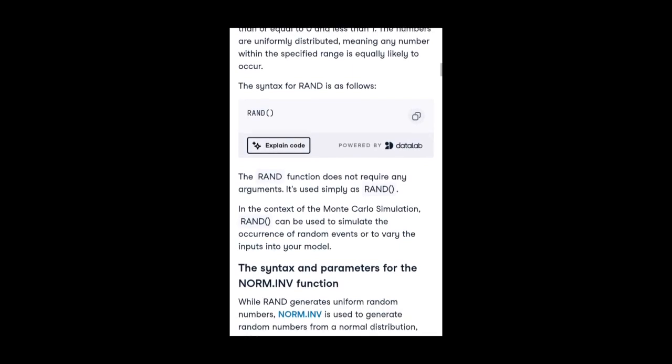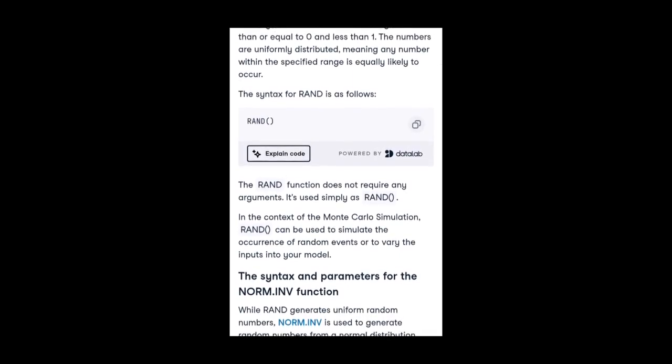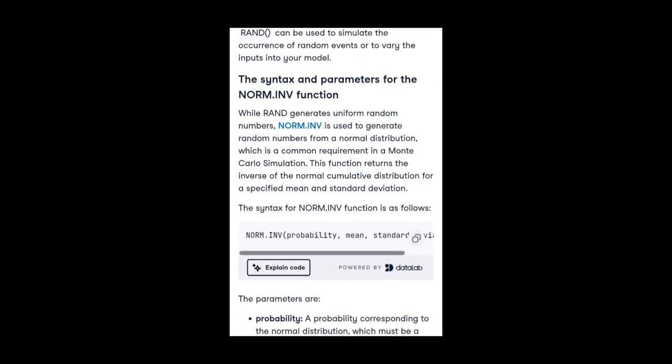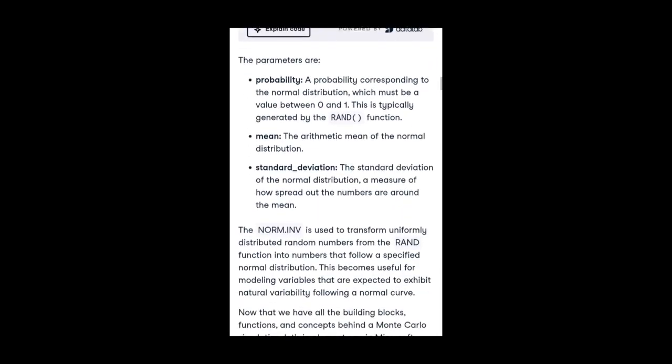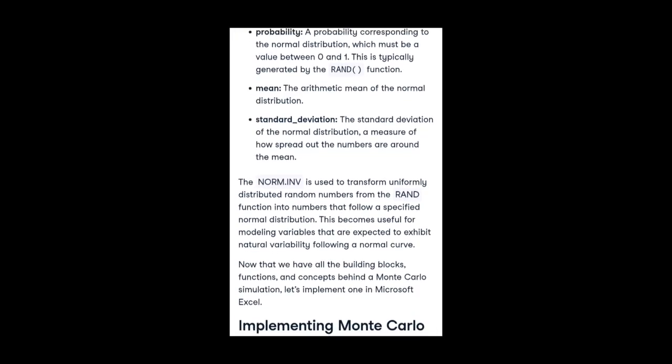The syntax for the RAND function is like this. There is no need of any parameters, just the RAND function we can use for this purpose. So the parameters we can understand here. The parameter is probability, the probability corresponding to the normal distribution, which must be a value between 0 and 1. This already we know. And this is typically generated by the RAND function.